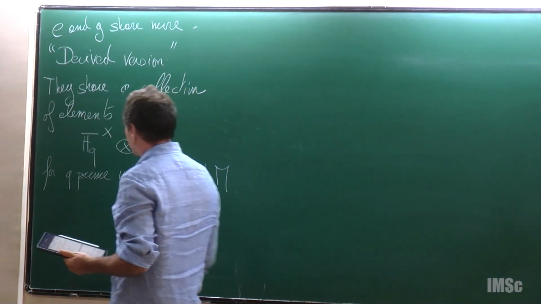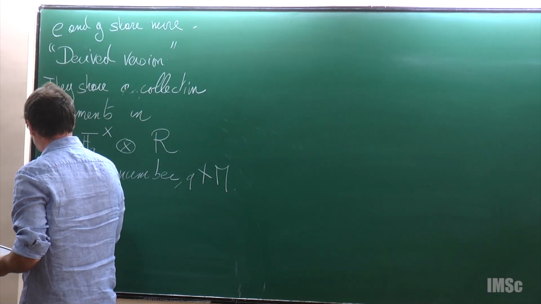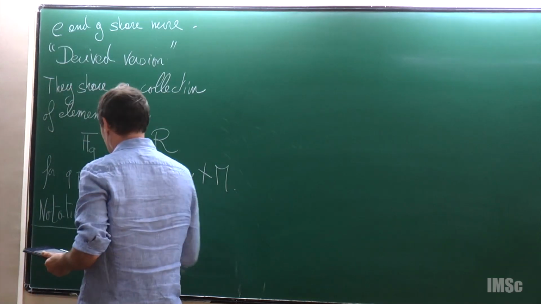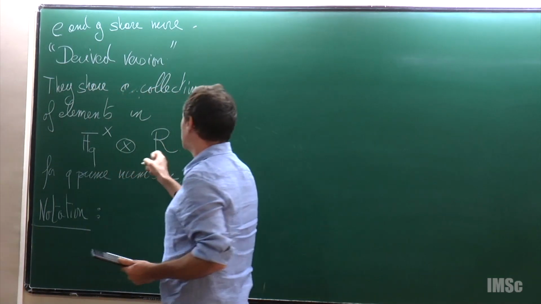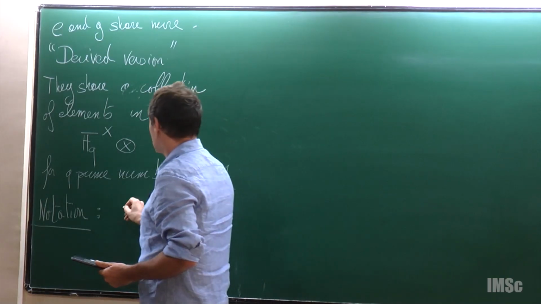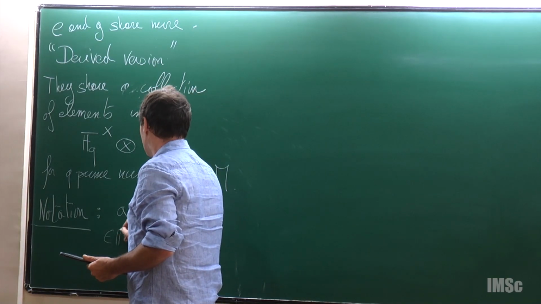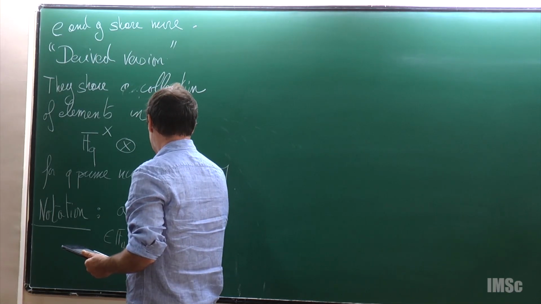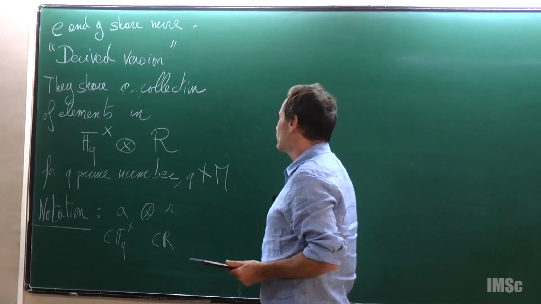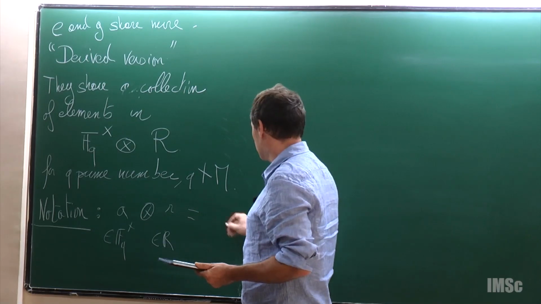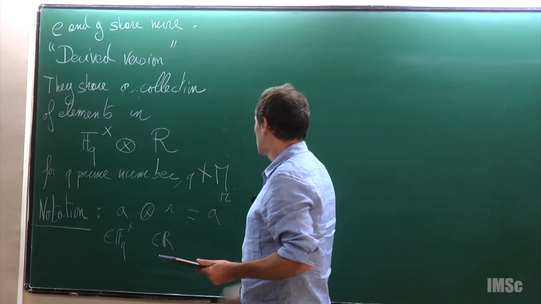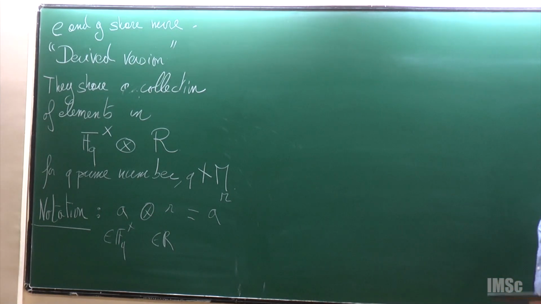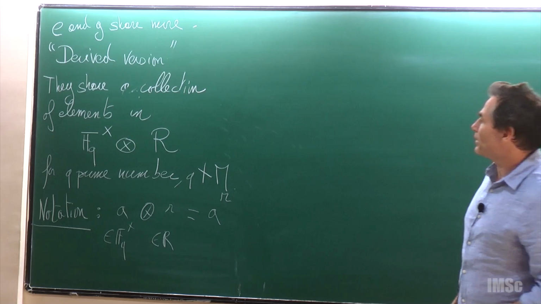There is a piece of notation. So to designate an element here, if I take A in F_Q star, and if I take r in R, of course you have the tensor product, and this will be denoted by A to the r, owing to the fact that F_Q star is a multiplicative group.